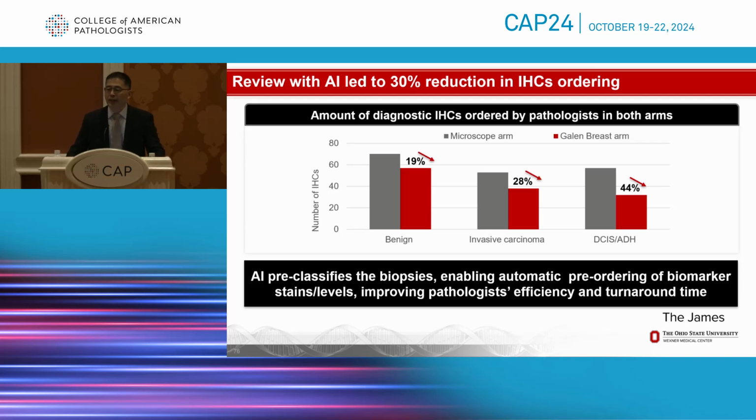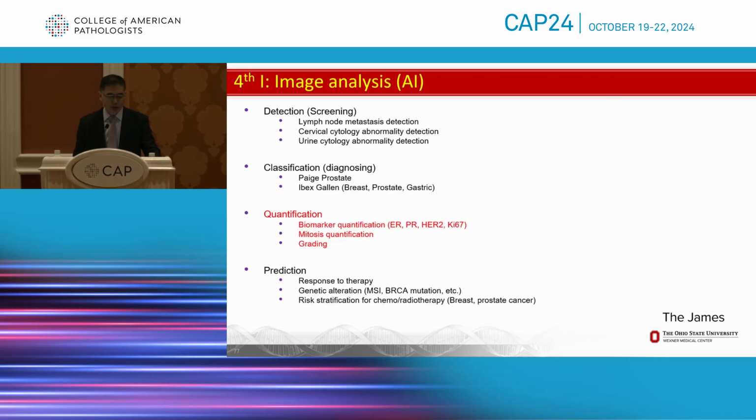Additionally, using the AI tools, the pathologists requested less IHC as well, especially for those lobular neoplasia. They did not request the IHC. It was about a 30% reduction of IHC ordering using the AI tool. This is probably a significant reduction for money saving as well. So here, we showed both time saving and money saving using the AI tool.